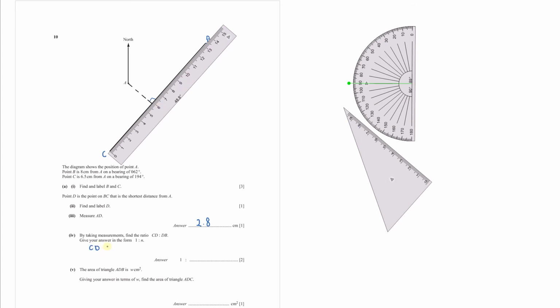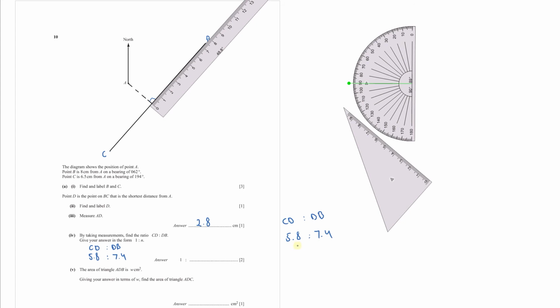CD to DB. So CD is 5.8. Let's measure DB now. So DB will be this length here. So DB is almost 7.4 centimeters. So oops, this length DB will be 7.4. So you have this ratio 5.8 to 7.4. So you have to give your answer in 1:n. So this is CD to DB.